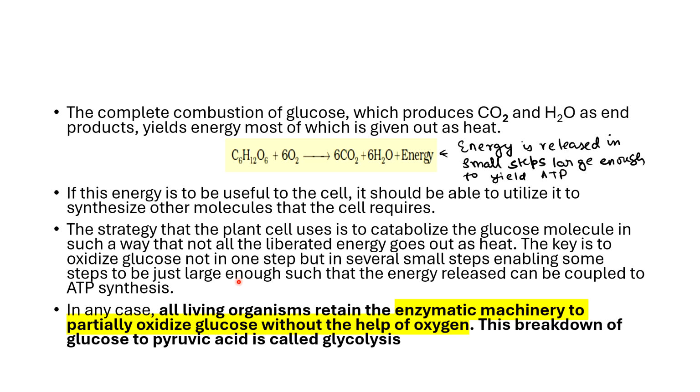Now, the respiration does not always take place via the aerobic route. If you see the anaerobic respiration, partial oxidation of glucose takes place. This process in which partial oxidation of glucose takes place is called glycolysis, in which glucose is converted into pyruvic acid. Now let's see the process of glycolysis in detail.